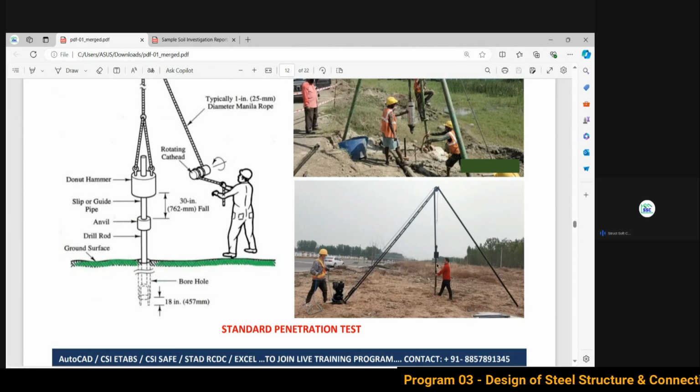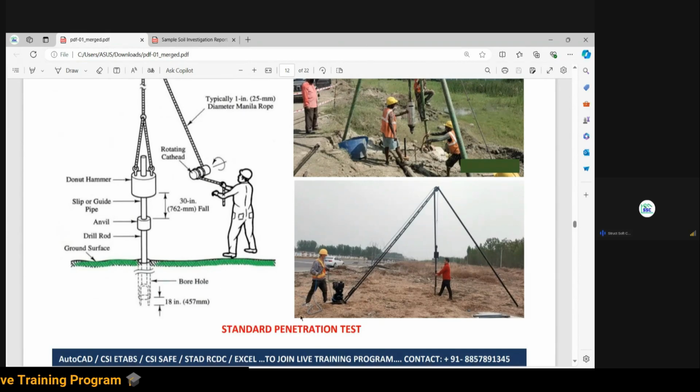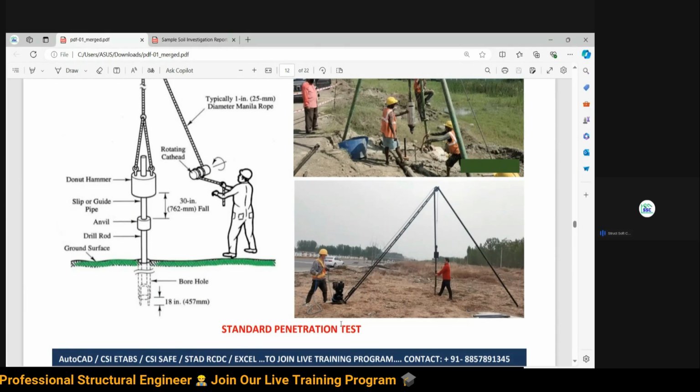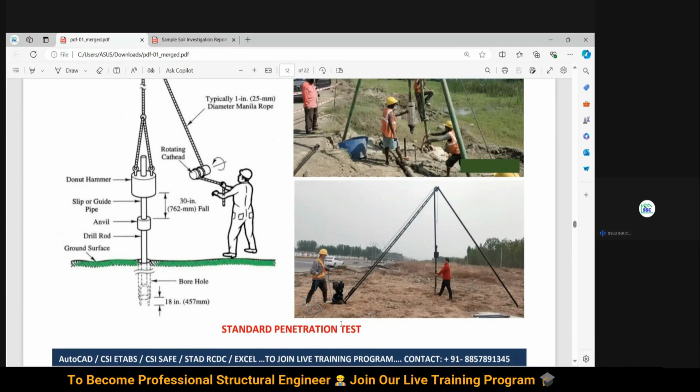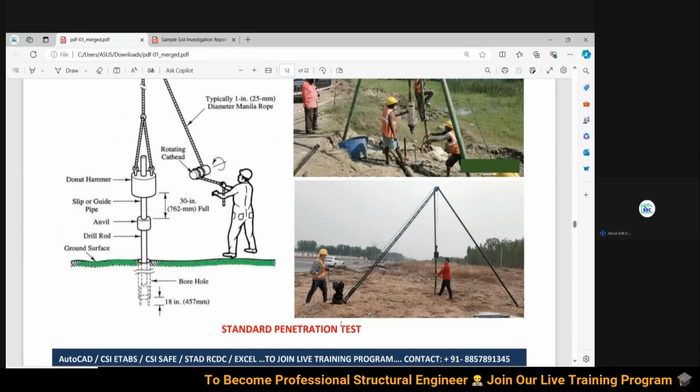So we are actually finding what stresses, what number of pounds are required to penetrate. That's called the standard penetration test. According to the results, we are finding out the bearing capacity of the soil, strength of the soil, and other parameters of the soil.